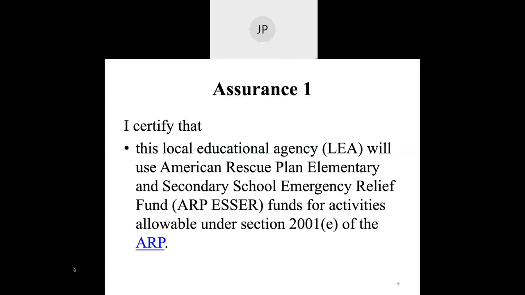The first assurance ties back to the allowable activities that were discussed by Dr. Payne earlier in the presentation. So as the first assurance, the LEA is certifying that they will use the ARP ESSER funds for allowable activities that are enumerated under Section 2001(e) of the law.